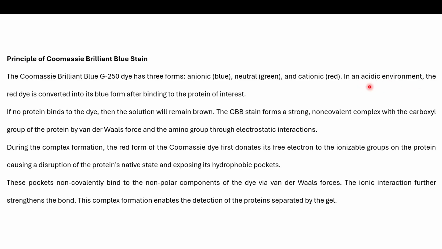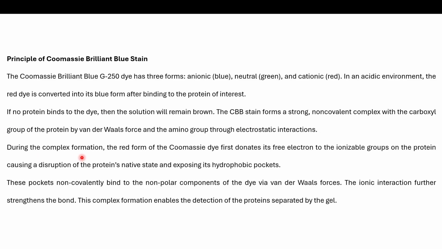Now when the environment is acidic, the red dye is converted into its blue form, this anionic form, after binding to the protein of interest. If no protein binds to the dye, then the solution will remain brown. This Coomassie brilliant blue stain forms a strong non-covalent complex with the carboxyl group of the protein by van der Waals force and the amino group through electrostatic interactions.